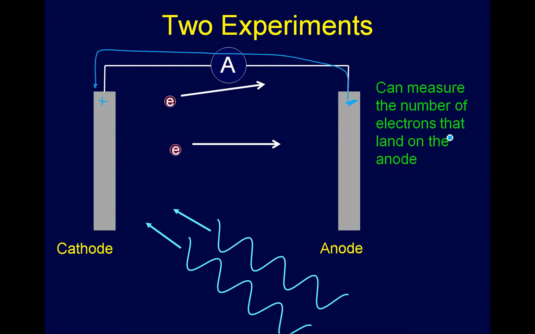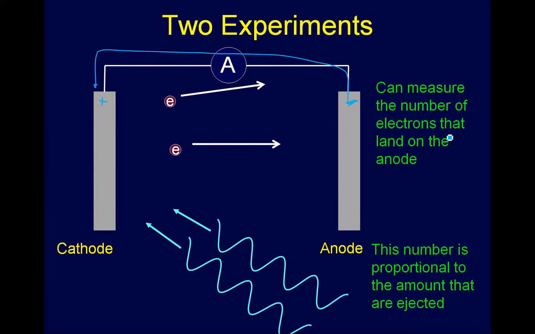Now, not every electron will reach the anode. They might get launched in different directions, etc. But this number is going to be proportional to the amount that are ejected. So connecting the ammeter here, we get a number that tells us proportionally how many electrons are being emitted.